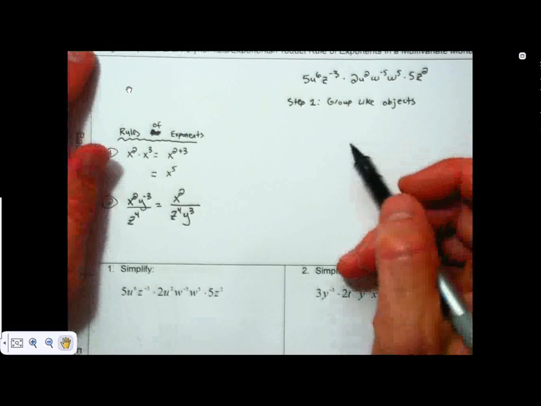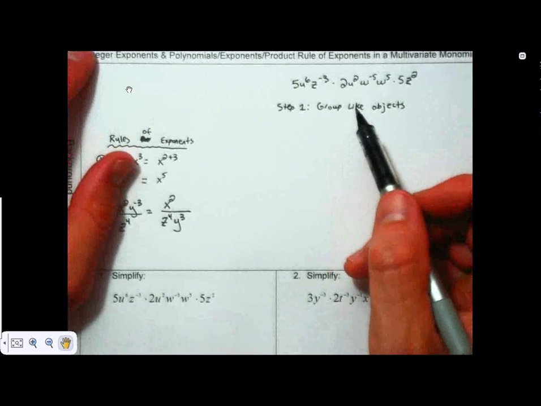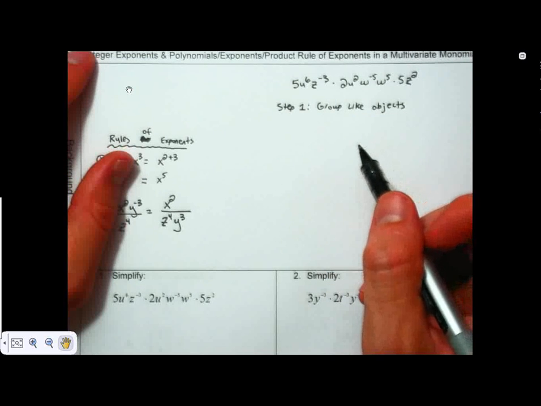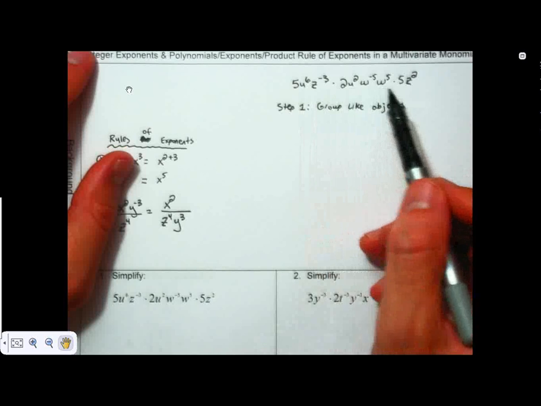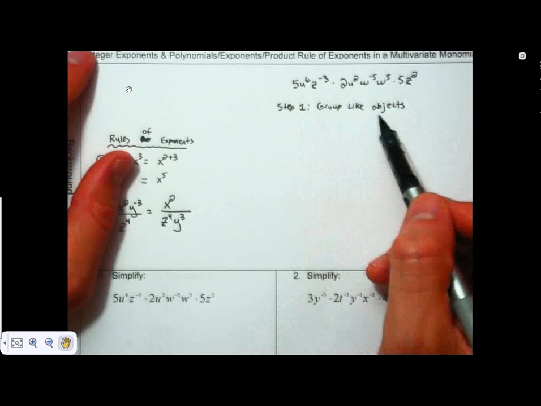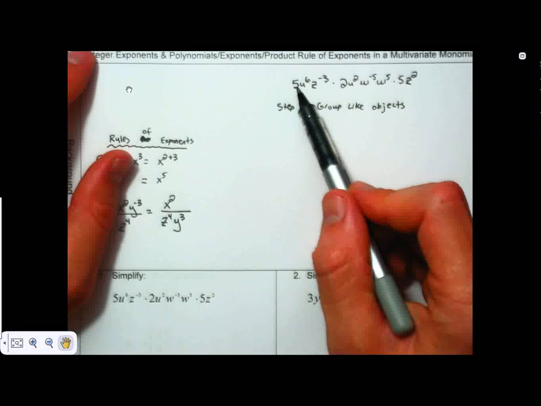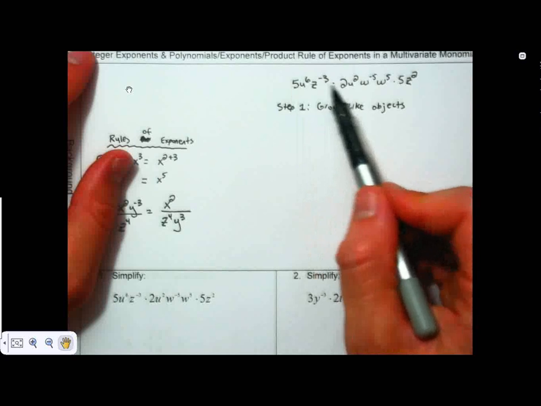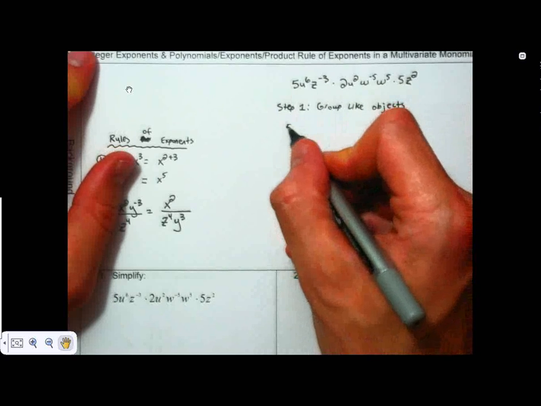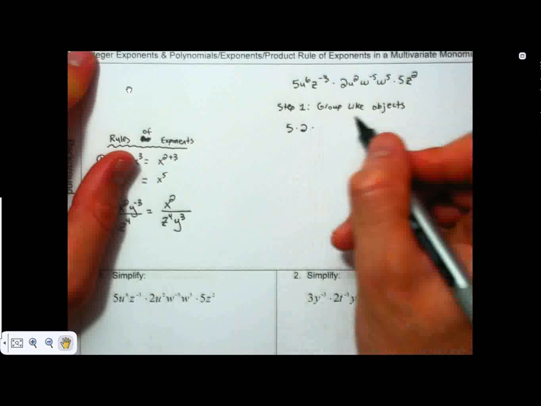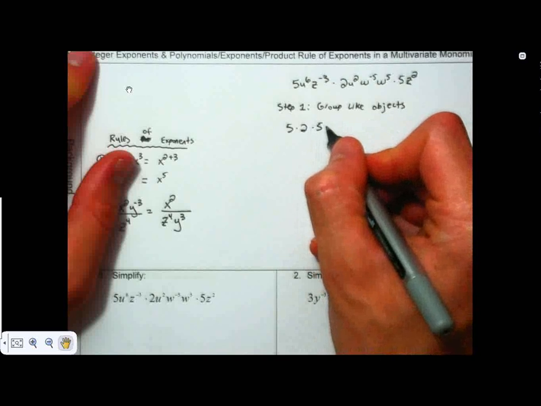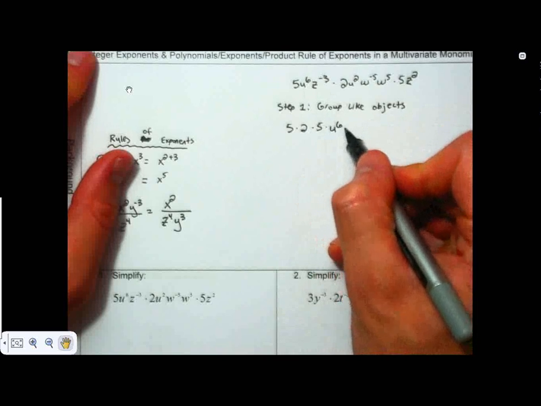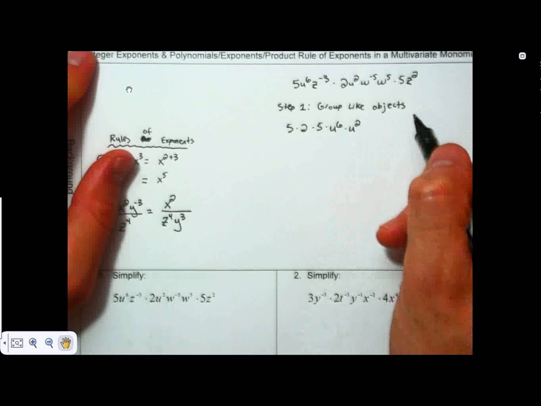So starting with number 1. The steps for simplifying this are going to be about the same as for the equivalent problem with just positive exponents. So the first thing we're going to do is group like objects. Again, with multiplication, I can switch stuff around. So I'm going to put all of my numbers first. That's the 5 times 2 times 5. Then I have some choices here, so I'm just going to do the u's next. That's u to the 6th, u to the second, and that's it.